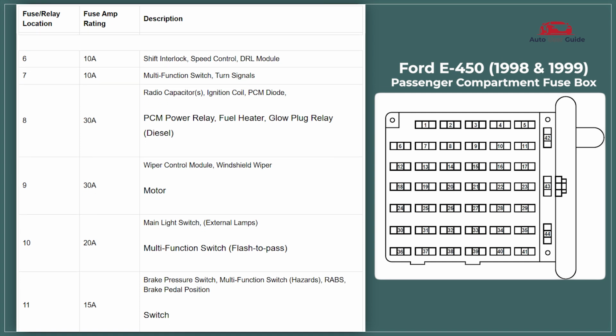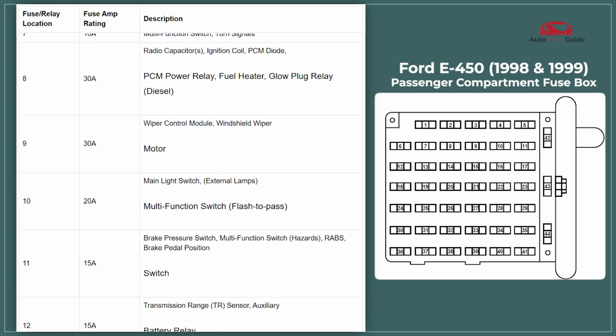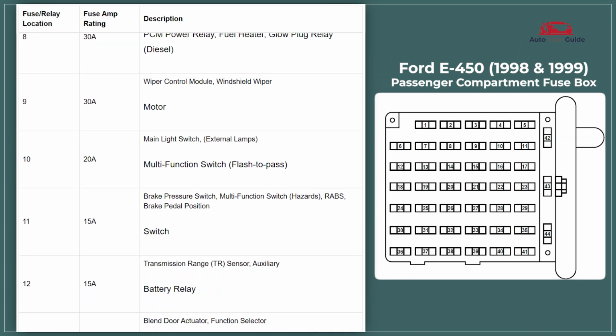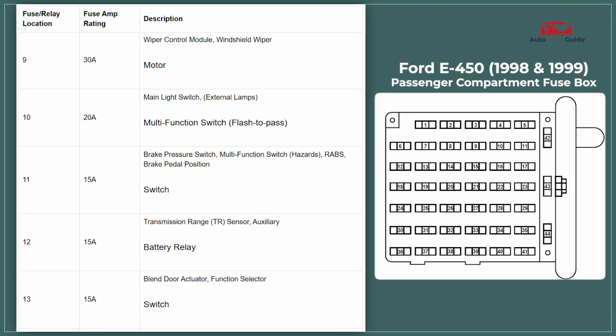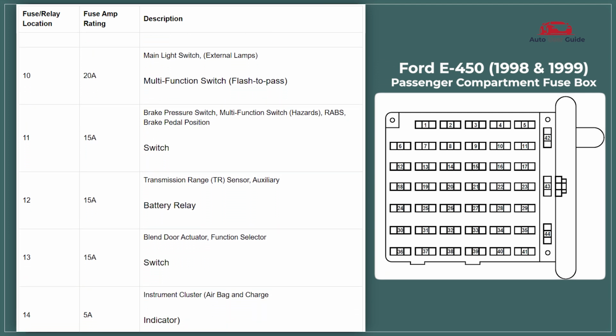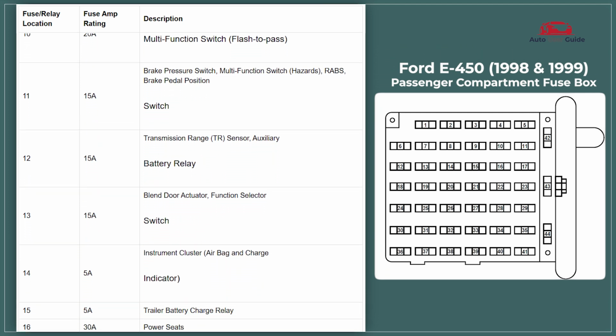It uses standard blade-type fuses for circuit protection. Each fuse is identified by a number and description for easy servicing. The layout supports straightforward troubleshooting and maintenance of cabin electronics.